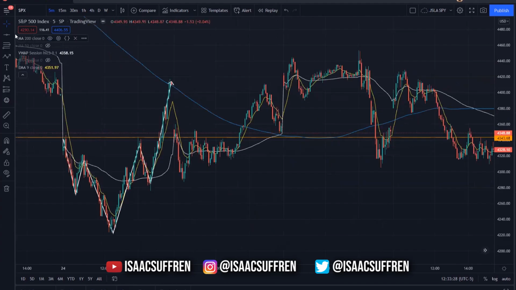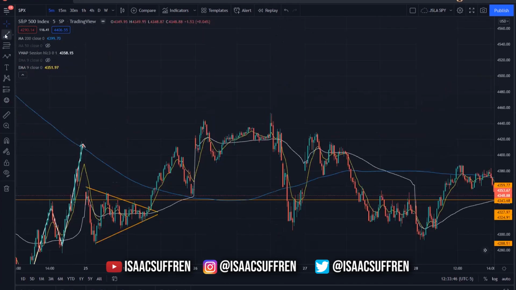Right, next, what do we have? Looks like we have a symmetrical triangle. Boom. Lower highs, higher lows, and then we get some consolidation and then a breakout. That is a really good move, right? Really good move up. Next, what do we have?